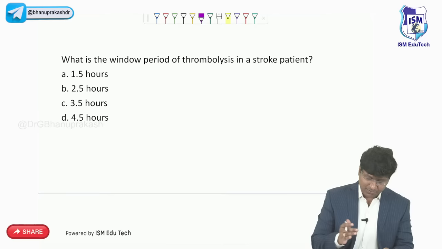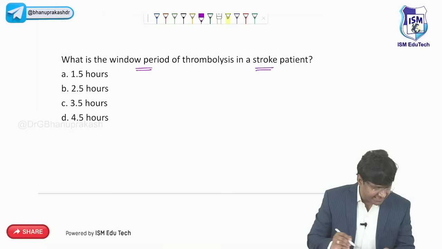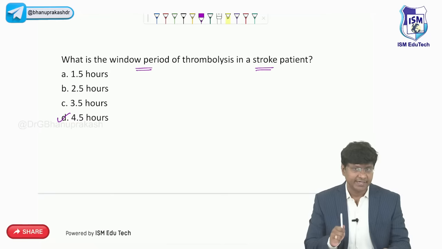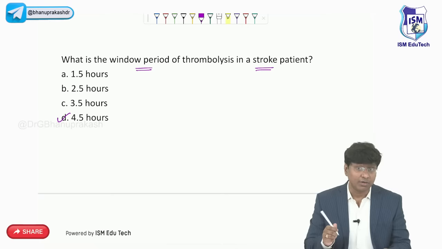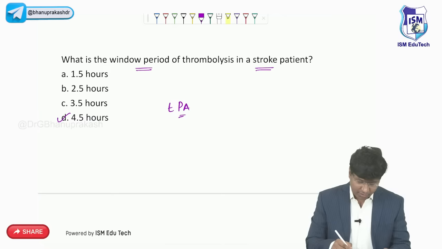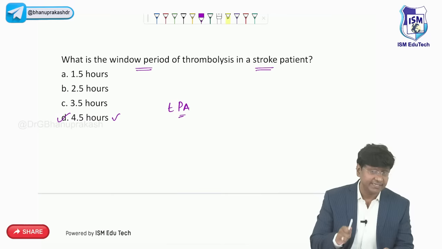What is the window period of thrombolysis in a stroke patient? What is the window period? Yes. So the window period of thrombolysis in a stroke patient is 4.5 hours. Right. And what is the thrombolytic agent which you will be using? It is tissue plasminogen activator. And what are the various indications for thrombolysis? The individual should be presenting within 4.5 hours of ischemic stroke.